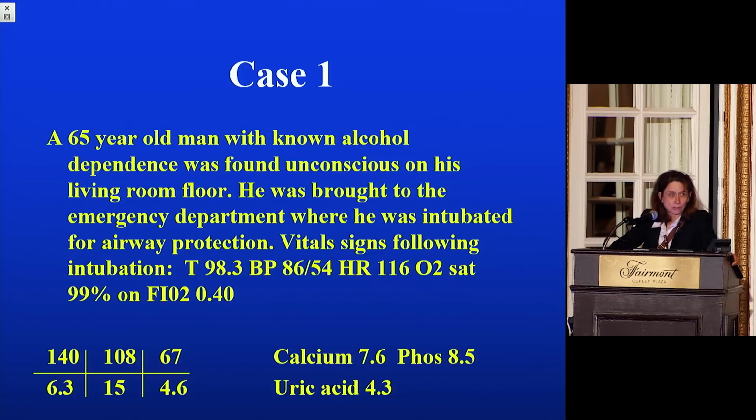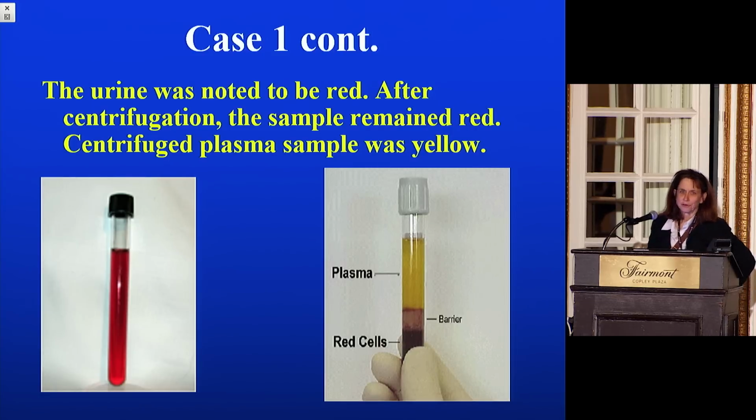Labs are most remarkable for kidney injury of unclear duration. He has a metabolic acidosis with a gap. He's extremely hyperkalemic. Calcium is low, 7.6. Phos is extremely high at 8.5, and uric acid is within normal. The urine is noted to be red. After spinning the urine, the sample remains red. The plasma is yellow. Plasma is shown here, obviously.